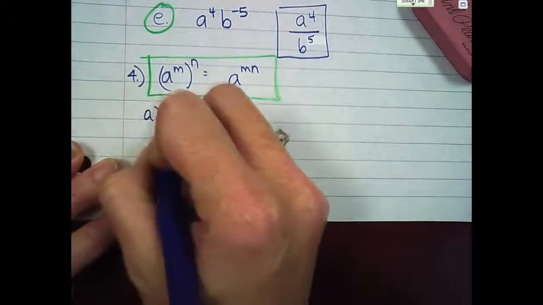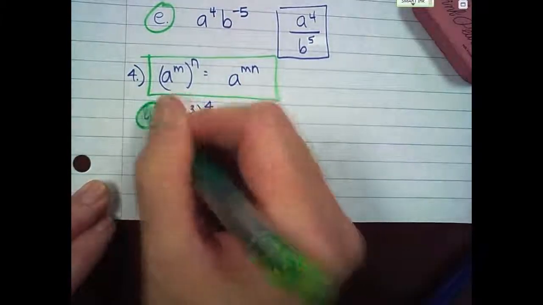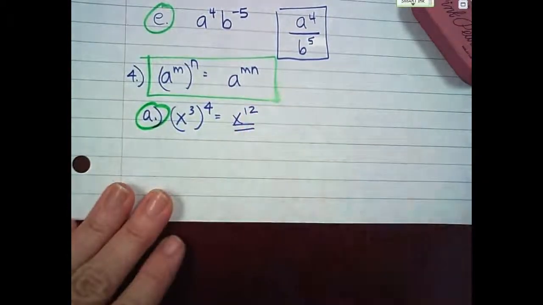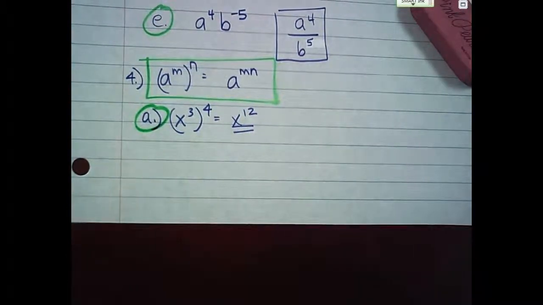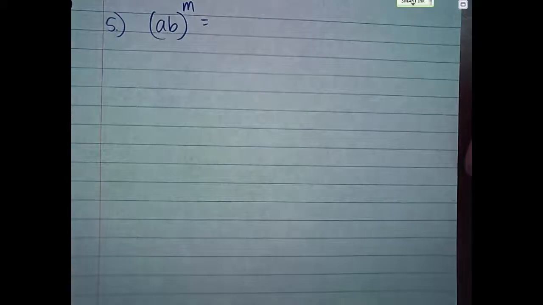Here's an example. X cubed raised to the fourth power would be what? X to the 12. 4 times 3 is 12. Another property. ab raised to the n power. That's just telling me you want to take the n and apply it to both. So that's a to the n power times b to the n power.